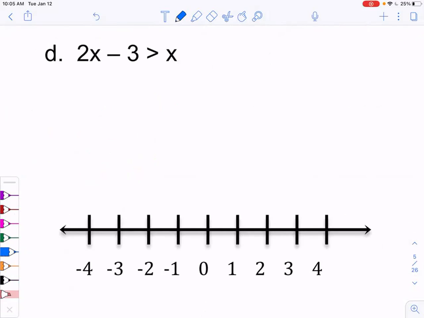Then the last one. This one's a little tricky. Josh, what do we do first? You subtract -2x this side.